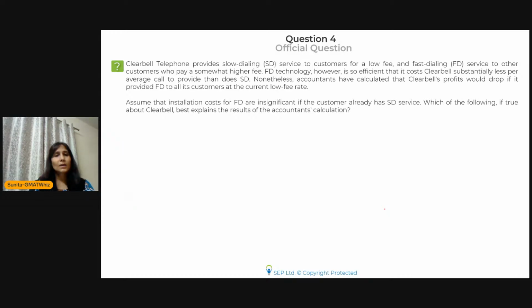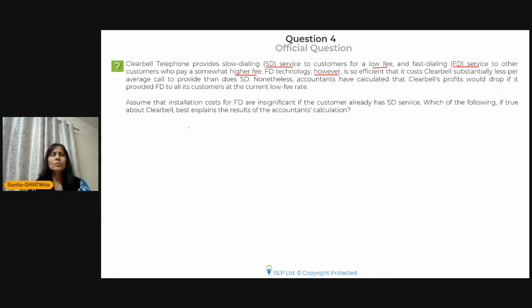Clearbell Telephone, which I'm going to call CT, provides slow dialing service to customers for a low fee. So there is the SD service, low fee, and fast dialing service to other customers. So FD is another service it offers, for which customers pay a somewhat higher fee. Okay, fee difference. So the nature is different and the fee is also different. However, FD technology, however.